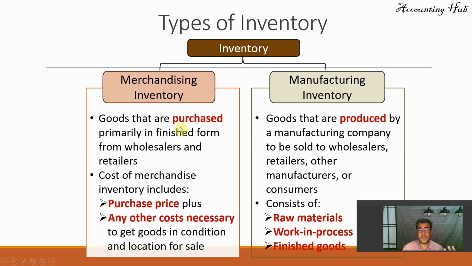What is the basic difference here? Merchandise inventory, we purchase it and we sell it. We purchase A, we sell A. We purchase soda, we sell soda. Manufacturing, we purchase A, we sell X. We purchase woods and we sell furniture. Okay? And the cost of merchandise inventory includes purchase plus any other cost necessary to get goods in condition and location for sale. For instance, shipping is added to our purchase price.